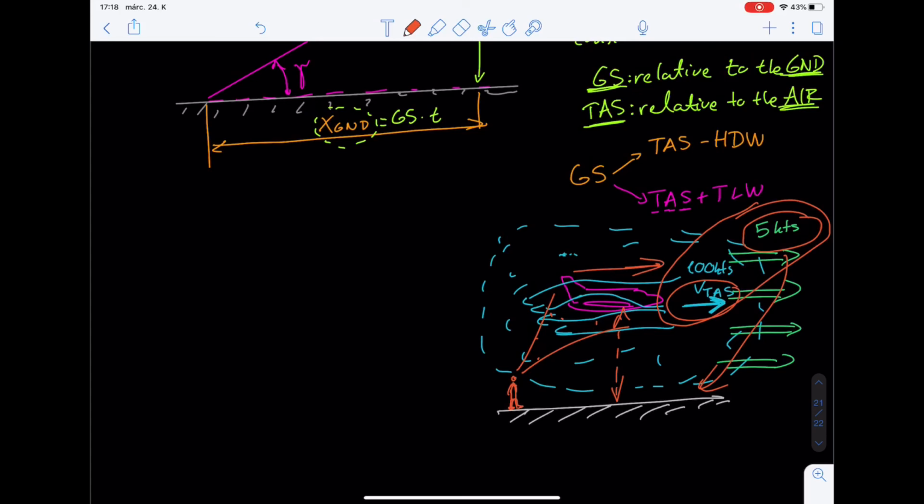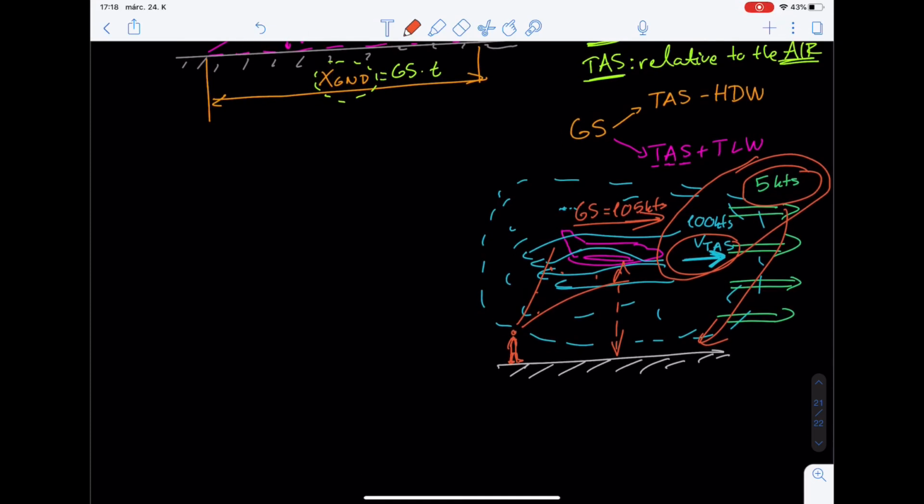So with 105 knots, and this is called the ground speed in this case, right? From my observation, the aircraft is moving relative to the ground with 105 knots, when in reality the aircraft is just moving relative to the air with 100 knots, and the mass of air in which the aircraft is flying is moving with 5 knots relative to the ground. But this is what I see, and this is the ground speed, and this is what counts for a lot of things.